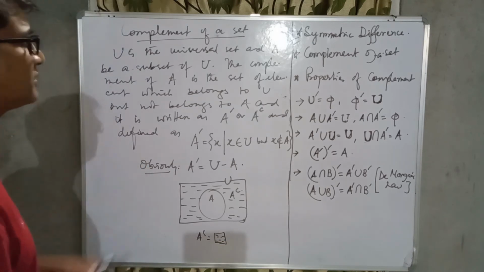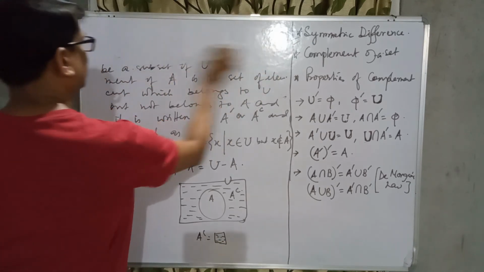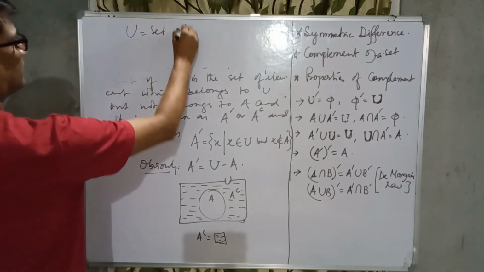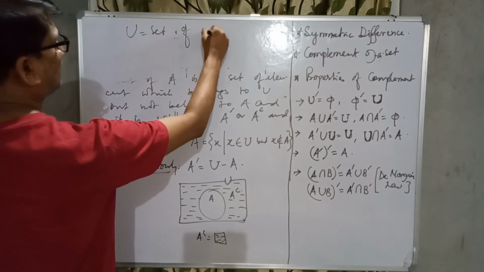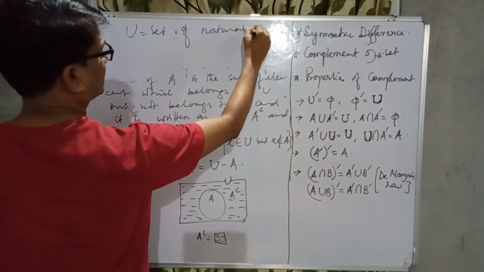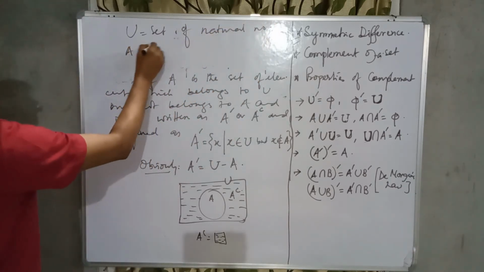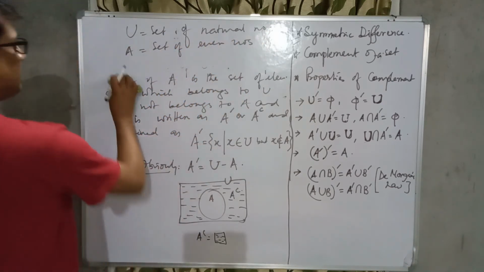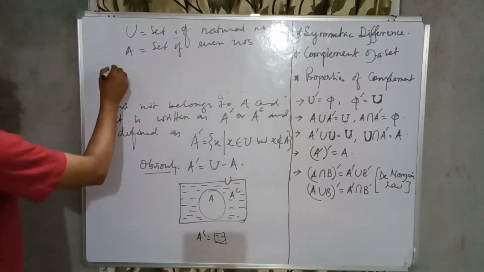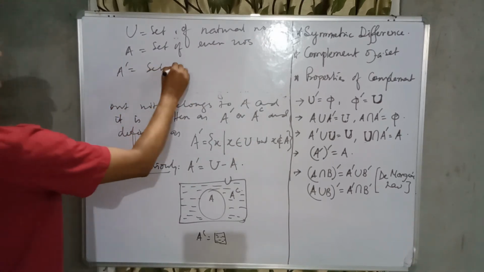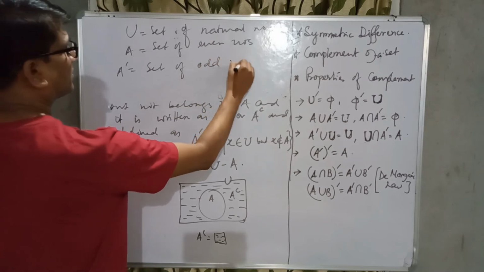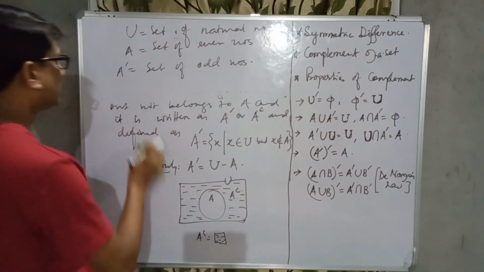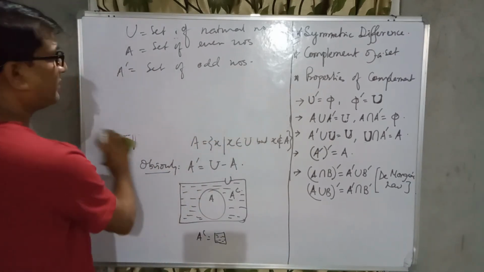As an example, if we say U is the set of natural numbers, and A is the set of even numbers, then what will be A complement? A complement is the set of odd numbers. A complement is nothing but the set of odd numbers. So this is the complement of a set.